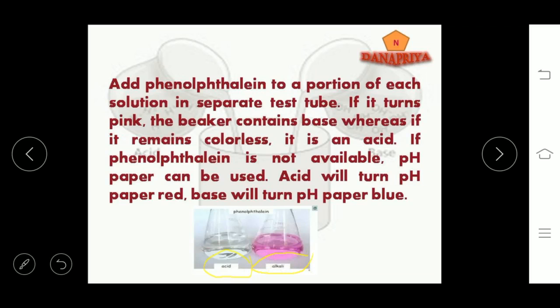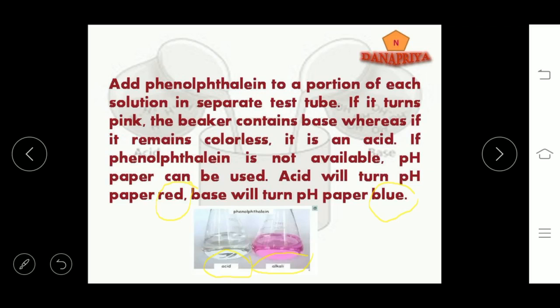If we place pH paper into the colorless solution, if pH paper turns red, then the solution is said to be acid. If the pH paper turns blue, then it is said to be base. From 1 to 6, it is acid in the pH scale, and from 7 to 14, it is base. At 7, it is neutral. pH is presence of hydrogen.